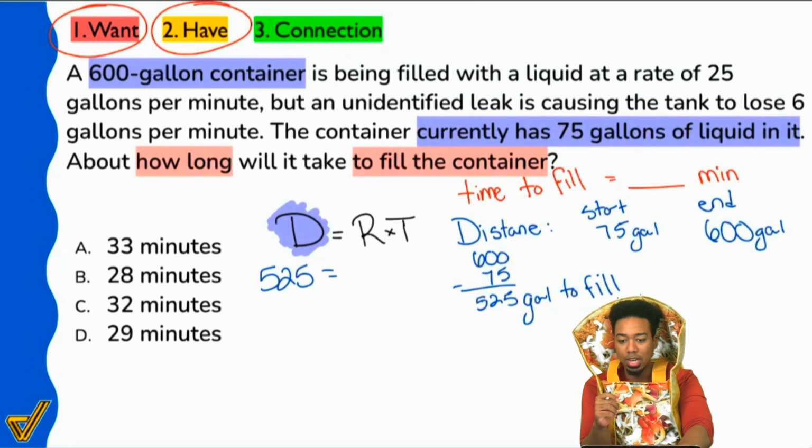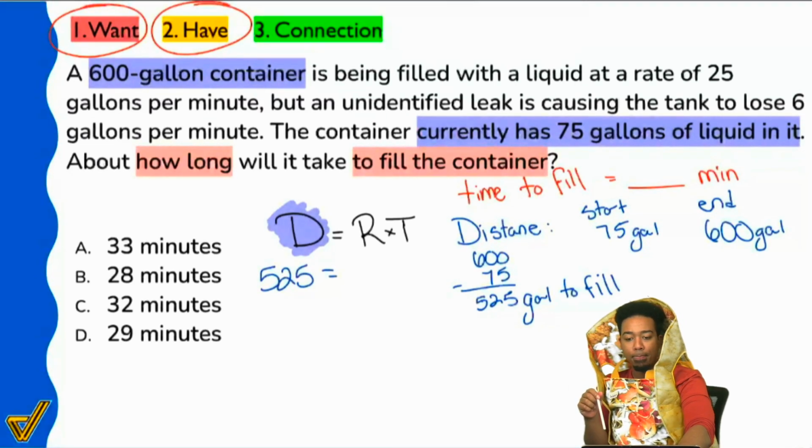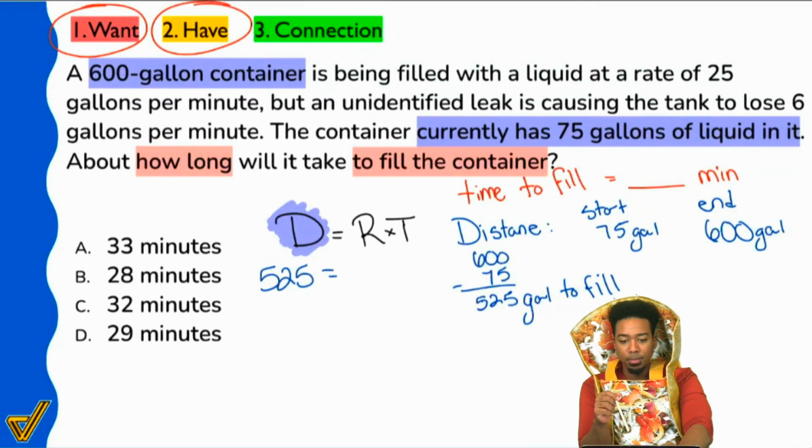Great. So one more time, does that make sense, my party people? Yes or no? Everybody, go ahead and let me know. Because we're going to take this one step at a time. We have the distance down. We're looking for time. Now we need to make sure we plug in the right rate.